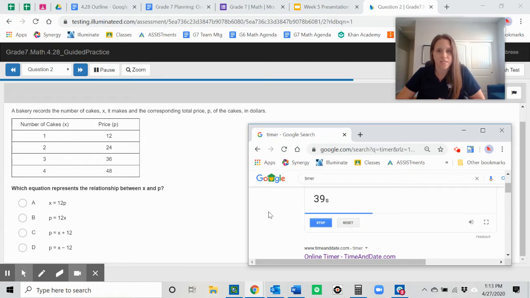Again, just copy the ratios that you know you're going to use. This is a proportional relationship, so you don't need to check every ratio. Remember, your constant of proportionality goes from x to y, in this case from x to p. So what factor takes you from x, the number of cakes, to p, the price? What do you multiply by? Make sure you've selected the equation that matches the relationship you found.